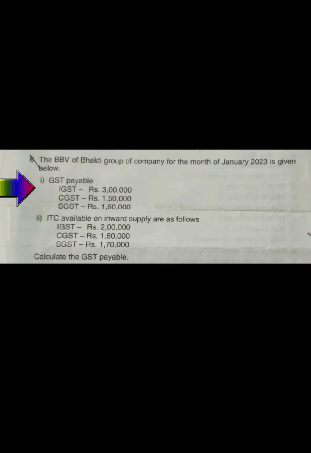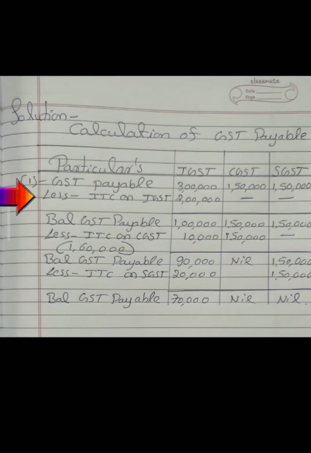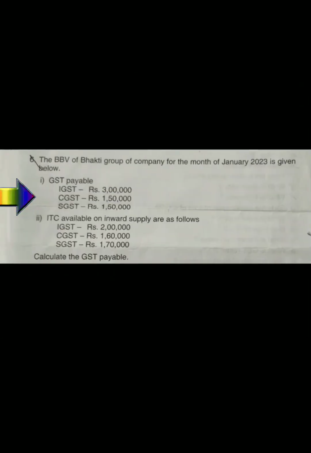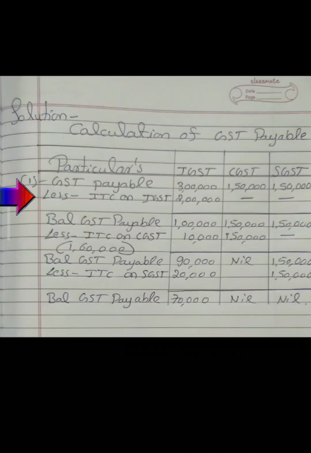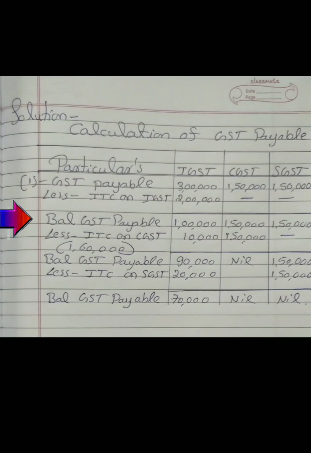So less: ITC available on inward supply. First we have to take ITC on IGST. So according to the given information, ITC available on IGST is rupees 2 lakh. Out of 3 lakh, 2 lakh less, 1 lakh is the balance.